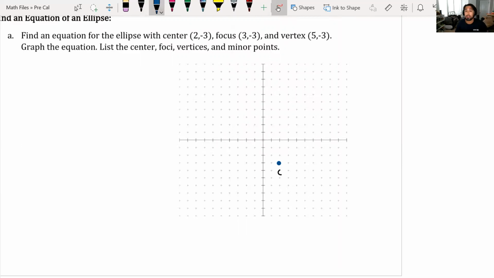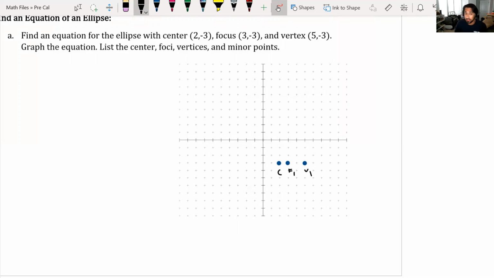And then they give us a focus at 3, -3. Focus 1. And then they give us a vertex at 5, -3. 1, 2, 3, 4, 5, -3. And there's vertex 1.